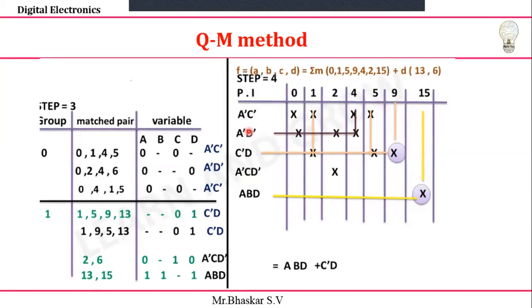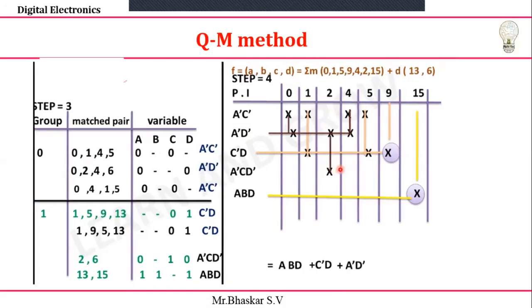Let's check it out. If I cover this one, it will cover this one and this one, and it will cover this one. You can check it out. So finally I can write here ABD from this, C dash D from this one, and A dash D dash. Now almost all the x's need to be covered, right? Yes, this is the final Boolean expression using the QM method.